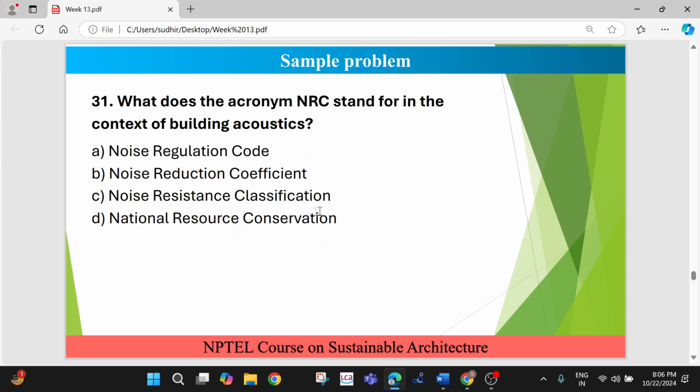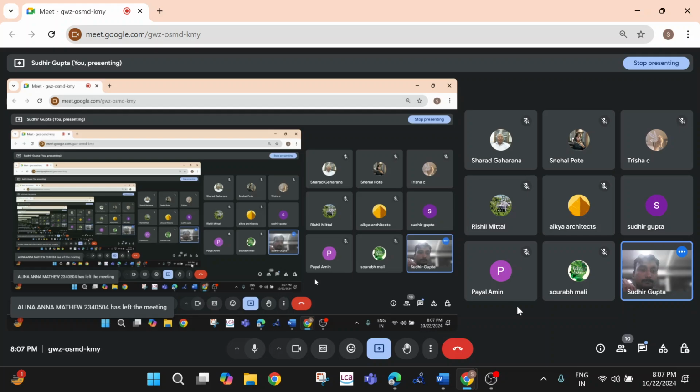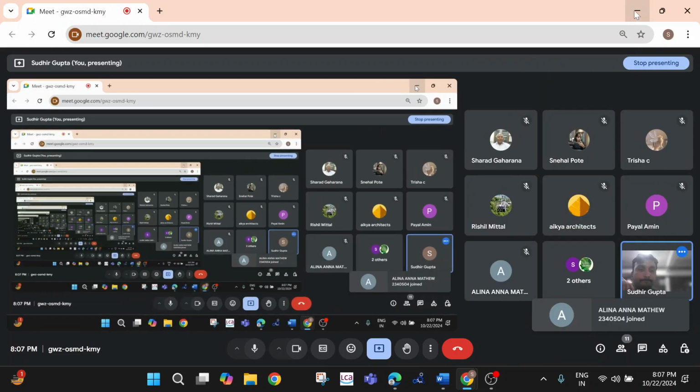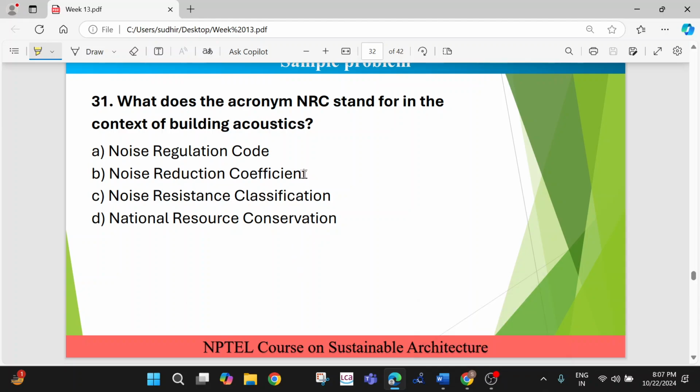What do you understand by NRC when you are talking about building acoustics or noise? Eleven participants are there. Fine. So B is the right answer for this question, and it is very clear.